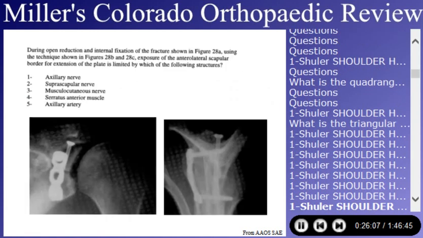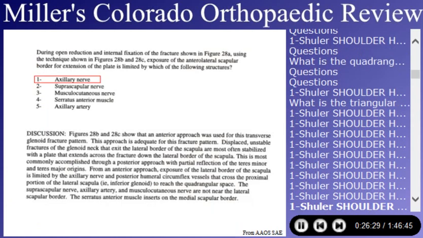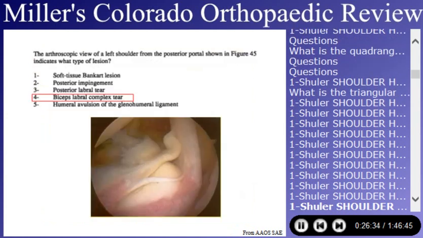During open reduction internal fixation of the glenoid fracture shown, exposure to the anterior lateral scapular border for extension plate is limited by which of the following structures? What runs right underneath there? And I'll show you a diagram. It's axillary nerve. Axillary nerve, right underneath. Arthroscopic view, left shoulder. Posterior portal indicates what type of lesion? Superior aspect. SLAP lesion.